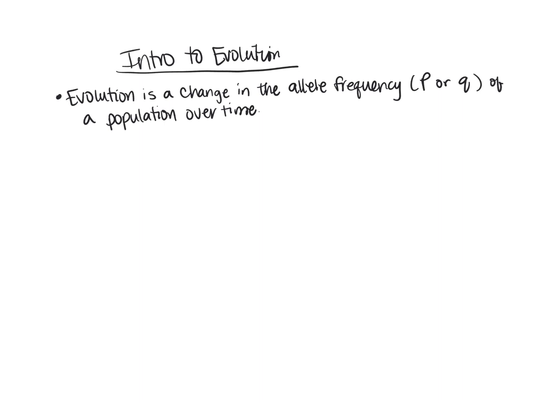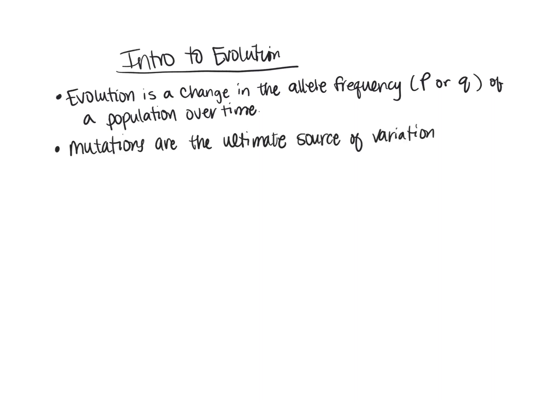Remember that evolution is a change in the allele frequencies, or p and q, of a population over time. We talked about how to calculate these and what they were in our genetics unit when we talked about Hardy-Weinberg equilibrium. And so this is how we're going to define evolution.